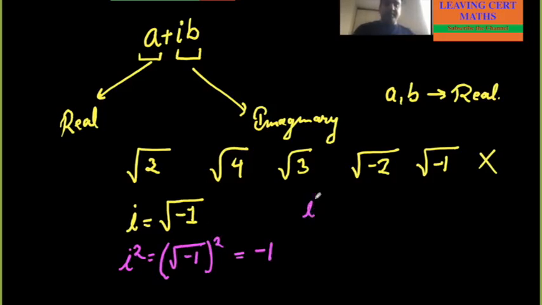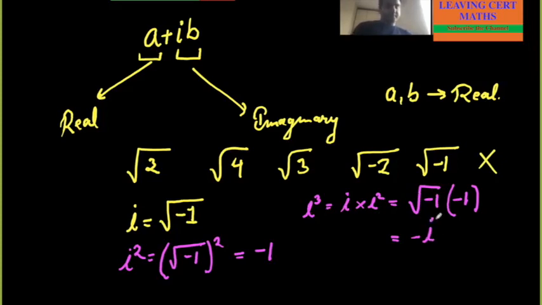Now if somebody asks, what is i cube? I can write i multiplied by i square. And what is i? It is under root minus 1, and what is i square? It is minus 1. So can I write i cube as minus i?